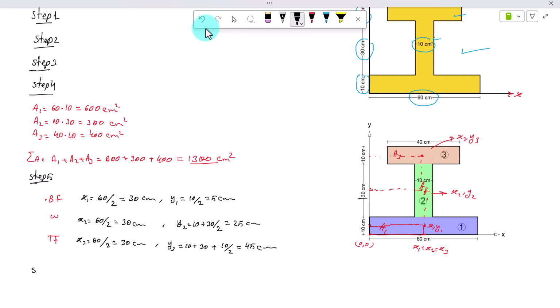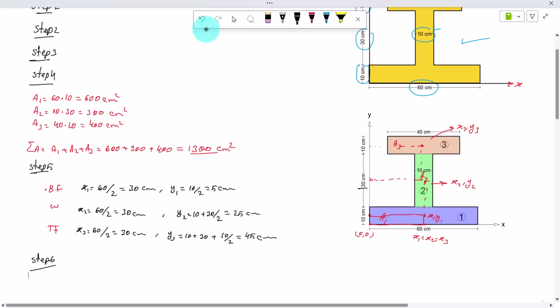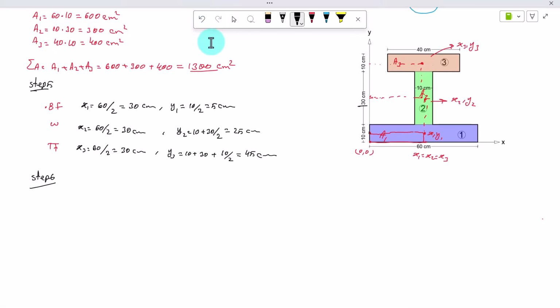Now we can continue from step 6. In this step, we can apply the center of gravity formula. Now we can calculate the x bar and y bar. So let me write the x bar formula. X bar equals A1 times x1 plus A2 times x2 plus A3 times x3 divided by A1 plus A2 plus A3.